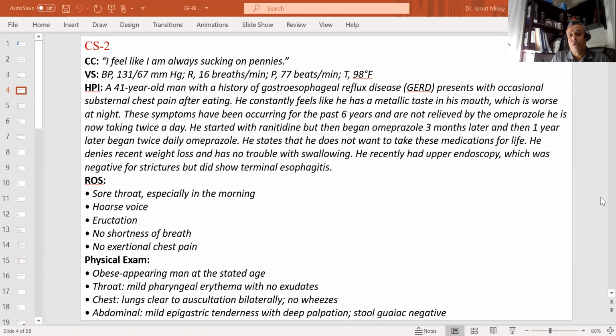The review of systems: sore throat, hoarseness of the voice, no shortness of breath, and no exertional chest pain. The physical exam shows that the patient is obese, and lungs are clear to auscultation, no wheezes.